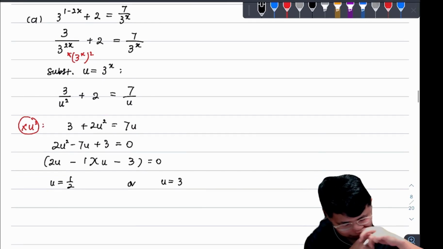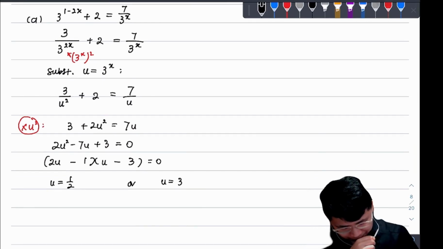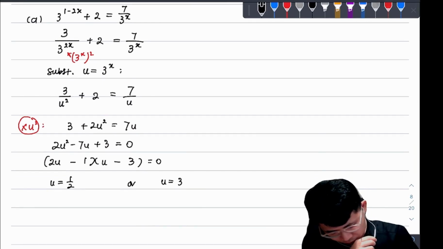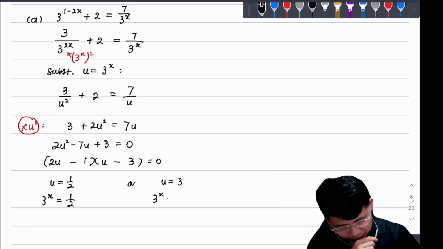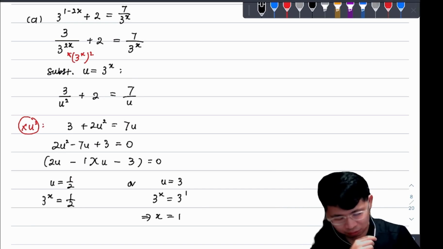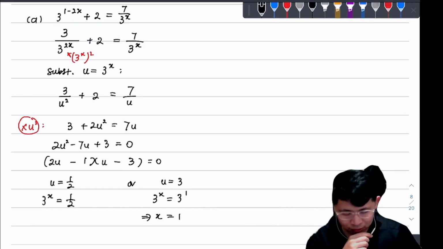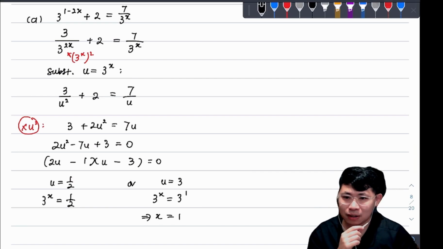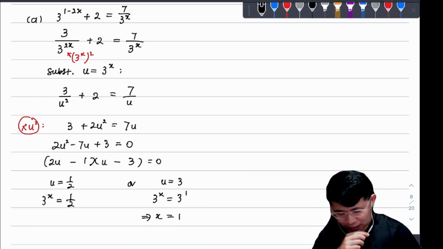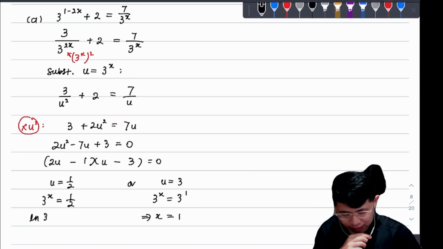So then the next thing is over here. Okay, so sub back: 3 power x will be equals to half, and 3 power x will be equals to 3 power 1. So on the right, very nice, x is equals to 1 when you compare indices. But on the left, right, a bit difficult. So what we can do is, there are two ways to do this. Because we don't have a common base, we can take the ln of both sides.